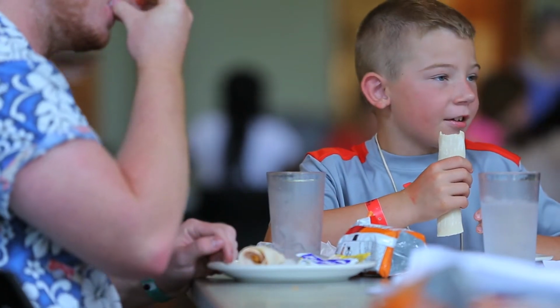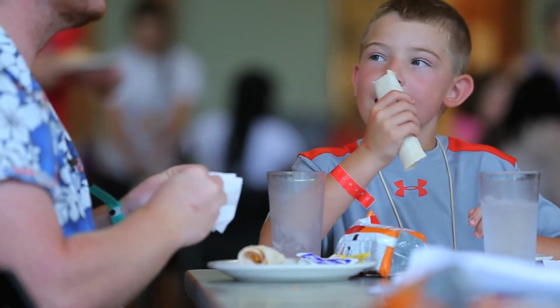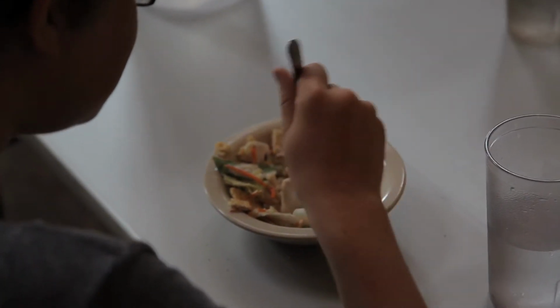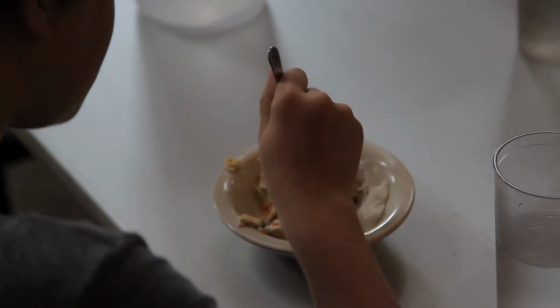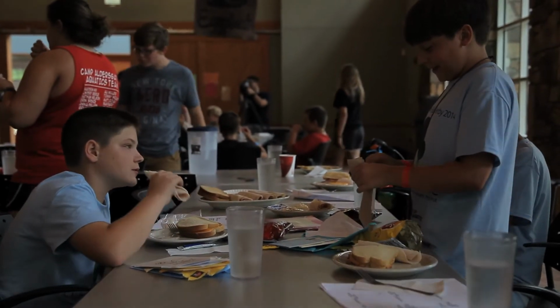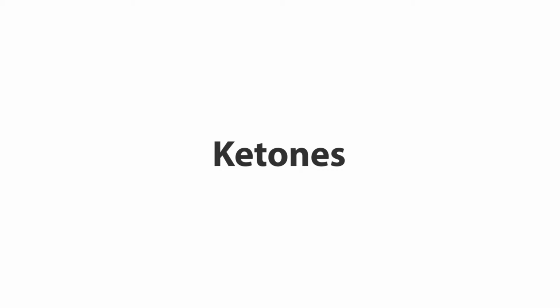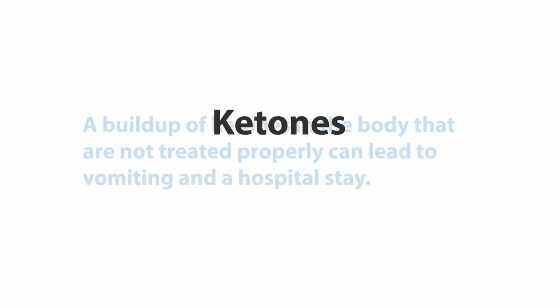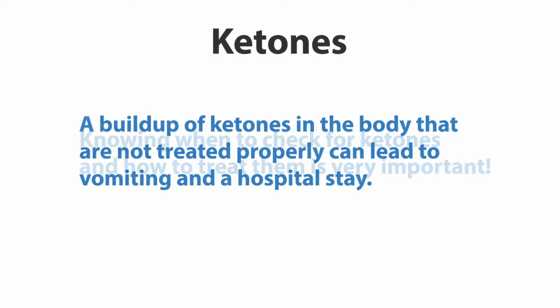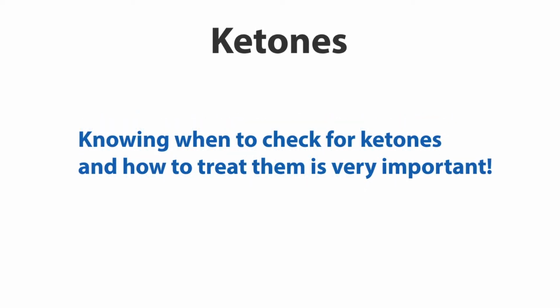When your body cannot use the carbohydrates you're eating for energy, either because your body does not make enough insulin or you cannot use insulin properly, it starts to break down muscle and fat for energy. When this happens, a byproduct is formed in your body called ketones. A buildup of ketones in the body that are not treated properly can lead to vomiting and a hospital stay. Knowing when to check for ketones and how to treat them is very important.